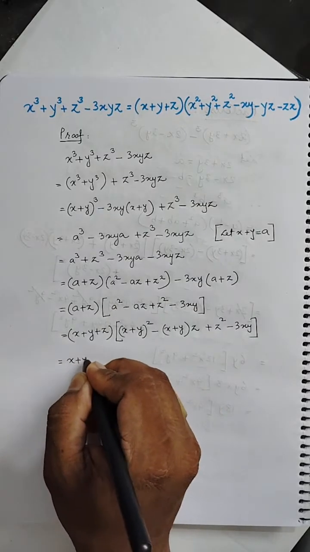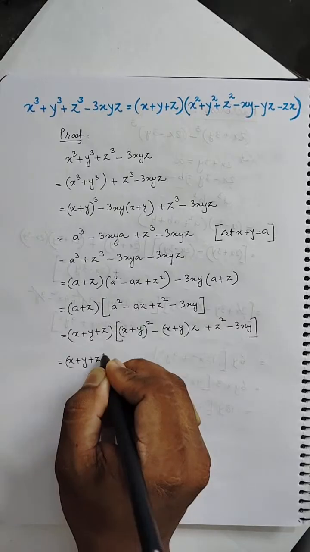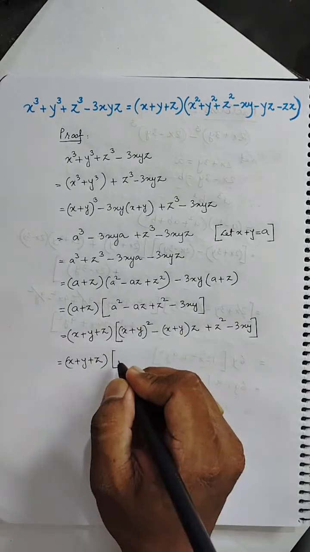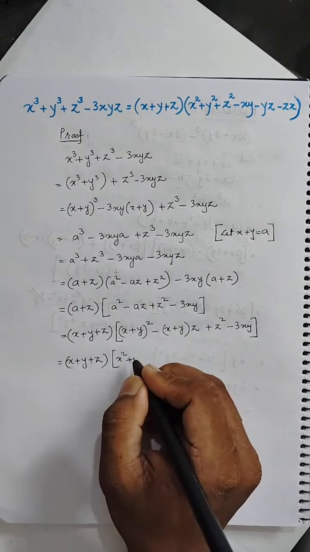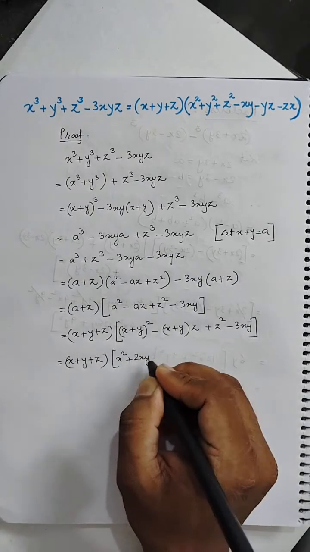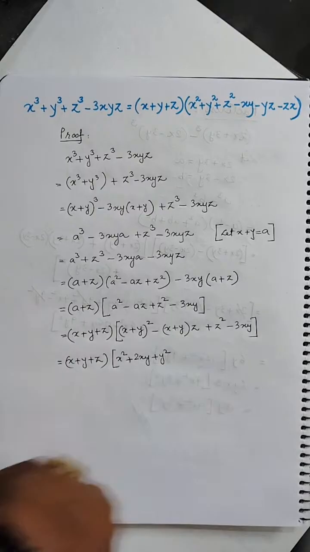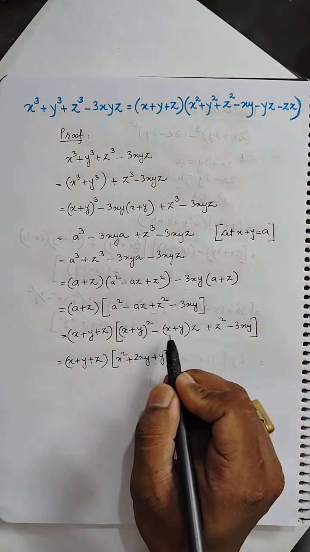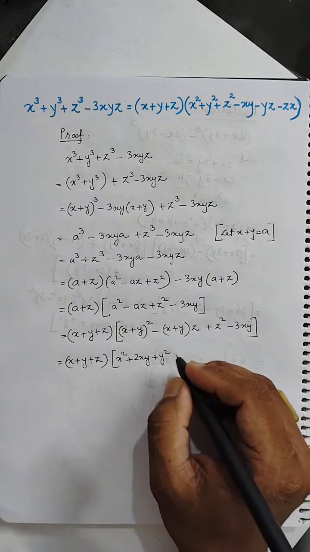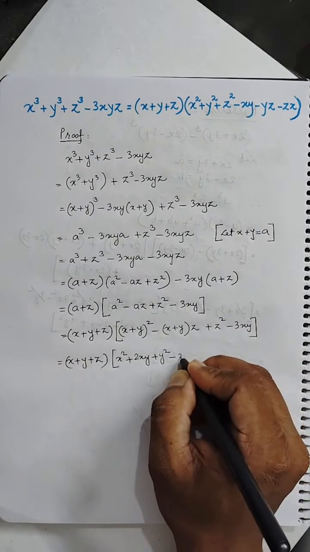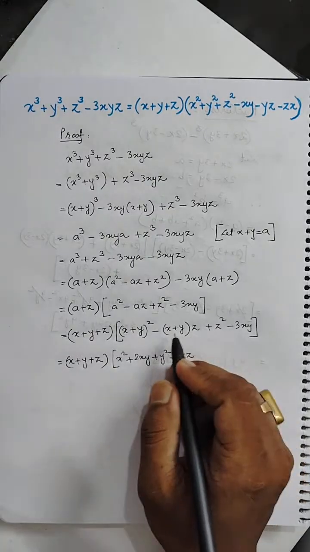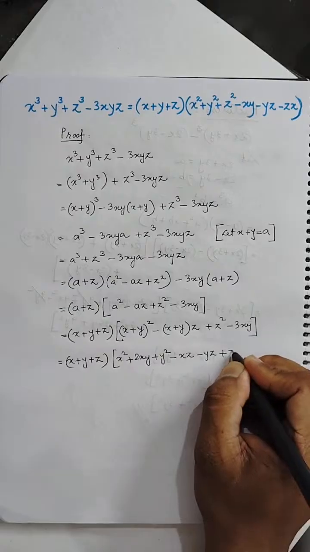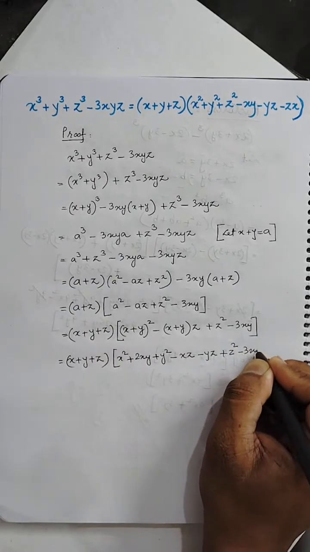So x plus y plus z. Then x plus y whole square is x square plus 2xy plus y square. Then z into x is xz and this will be minus xz. Similarly this will be minus yz. And then z square minus 3xy.